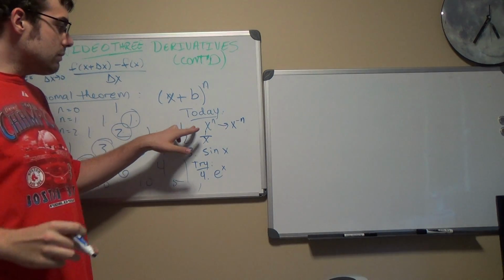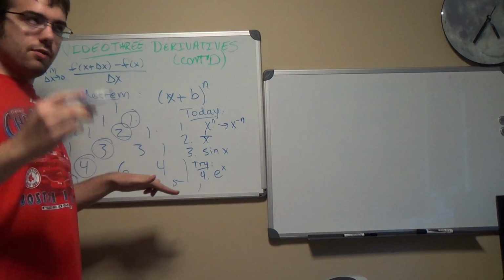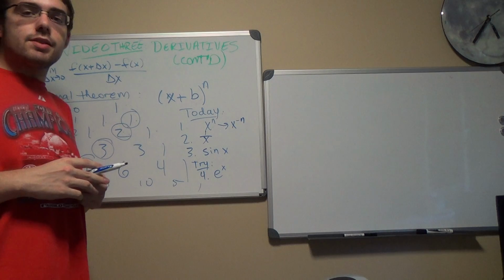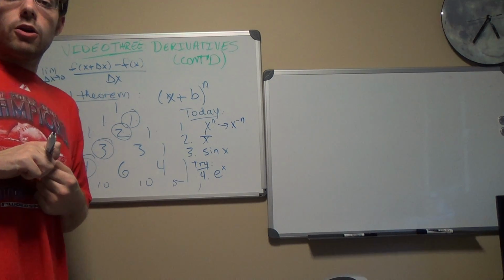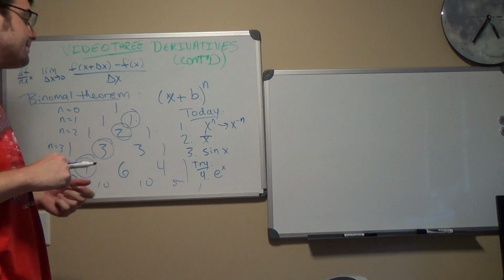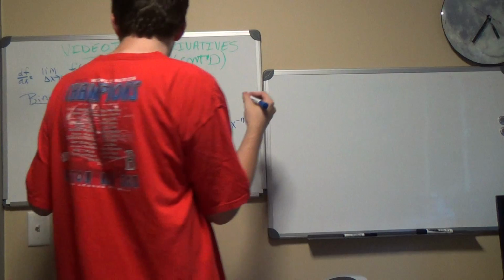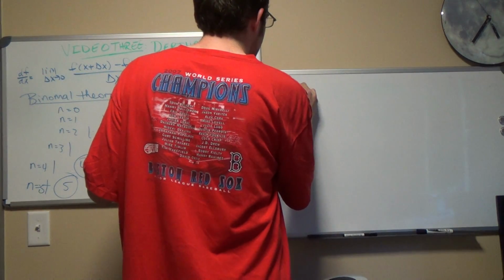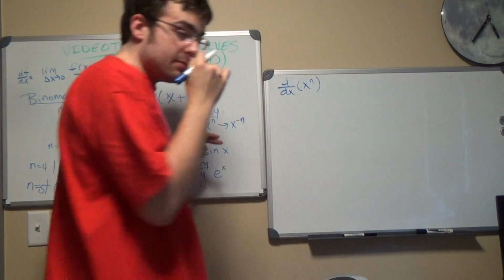So here I'm going to show you the proof for x to the n. I want you to try to prove this as kind of a challenge. Prove it for x to the minus n. So let's write this out. So we want to find the derivative d/dx of x to the n.